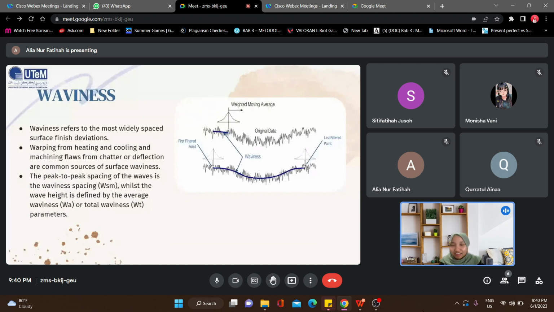Waviness refers to the most widely spaced surface finish deviation. Warping from heating and cooling, and machining flaws from jitter or deflection are common sources of surface waviness. The peak to peak spacing of the wave is the waviness spacing, WSM, while the wave height is defined by the average waviness, WA, or the total waviness, WT parameter. From the picture you can see the waviness.